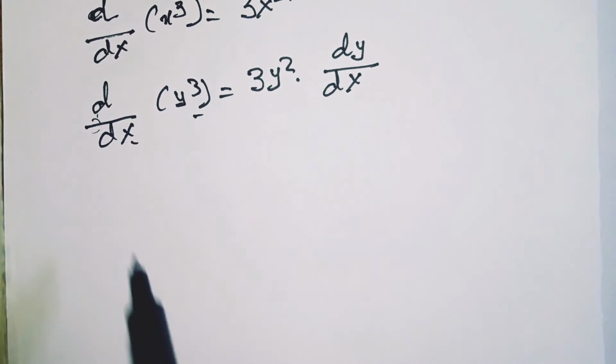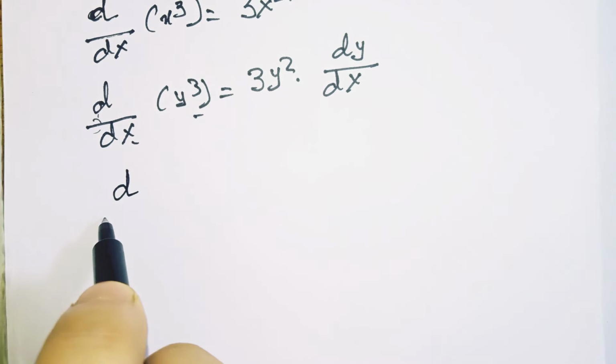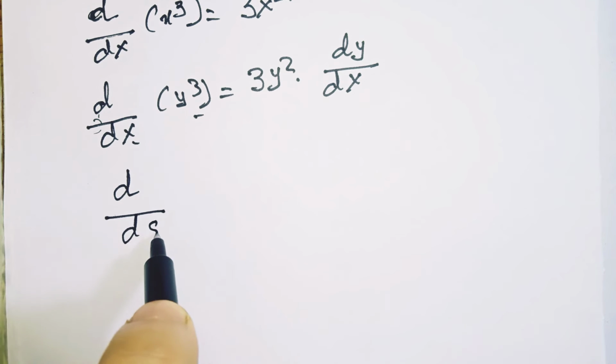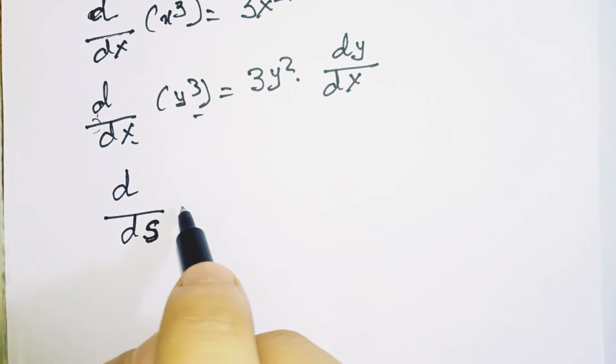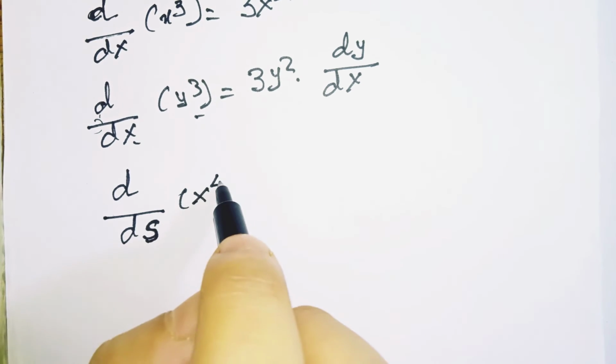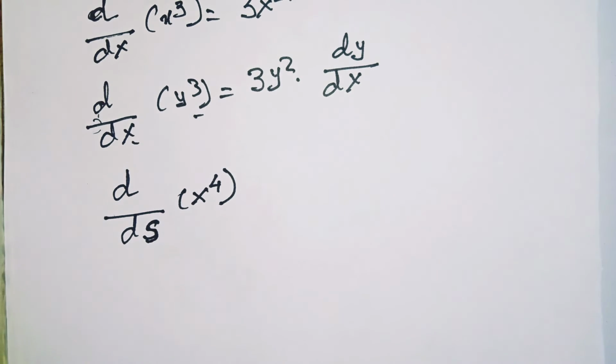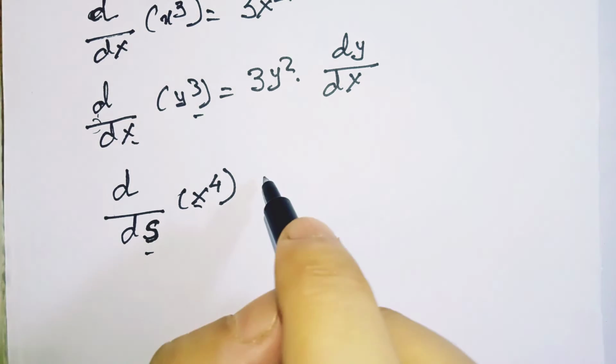Say for example we introduce another variable, it can be time, or let us say s. We introduce s this time, and we need to differentiate with x raised to the power 4. Again you see this x is not matching, so it is an implicit differentiation.